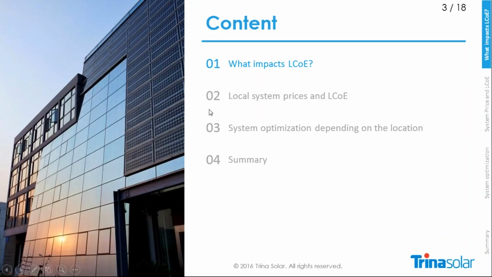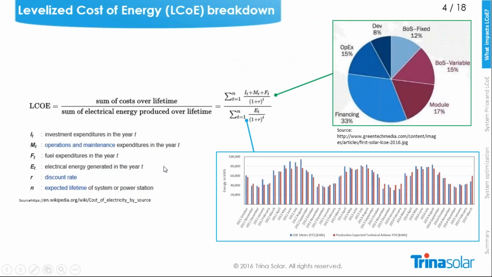First of all, I want to explain what LCOE is and what is impacting LCOE. Then I go to the local system prices and LCOE. Then I show you the system optimization depending on the location. And finally a summary answering: are we there yet? Did we achieve industrial grid parity, or what is the status in different countries?